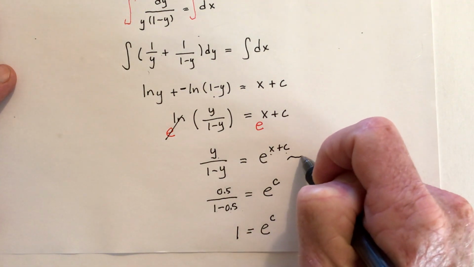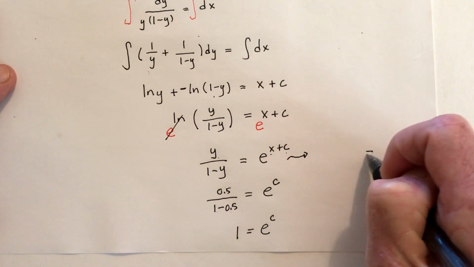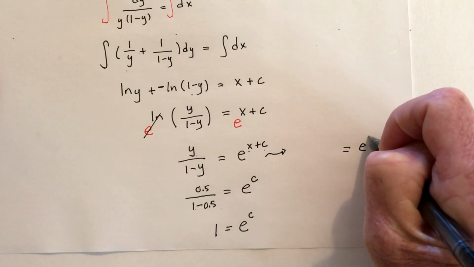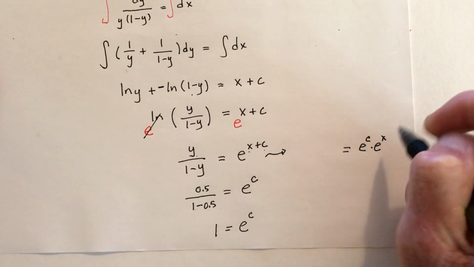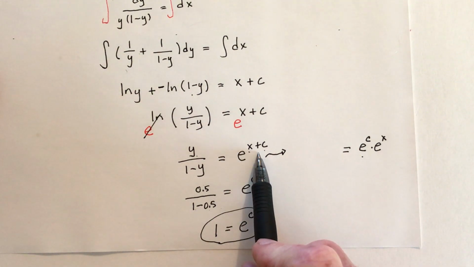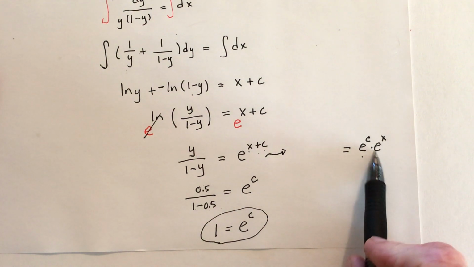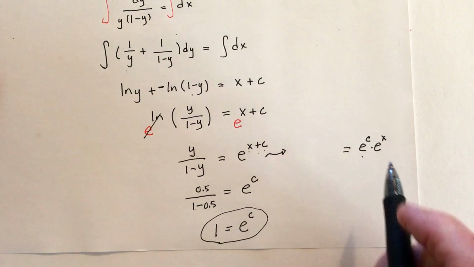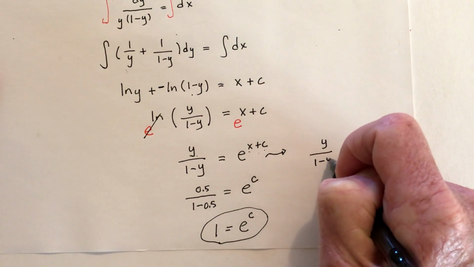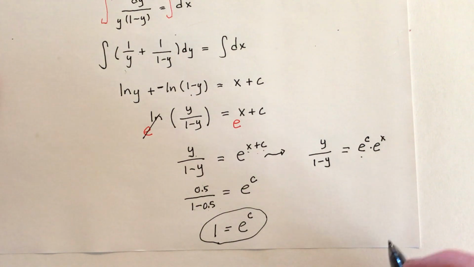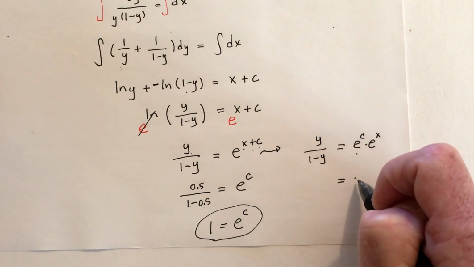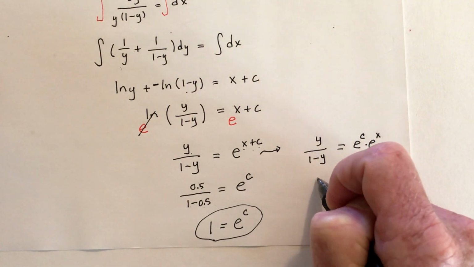And then what I would do is over here on the right side, just rewrite this as e to the c times e to the x, and then replace e to the c with a 1. So just use the property of exponents to rewrite this one this way, and then we'll replace the e to the c with a 1. And then we've got y over 1 minus y, and then replace e to the c with a 1. So that's just 1 times e to the x, or it's just e to the x.